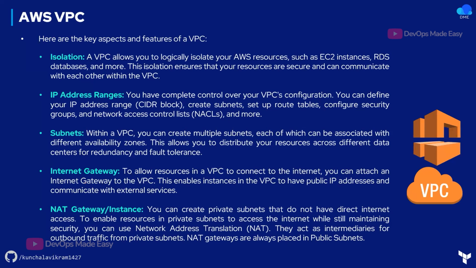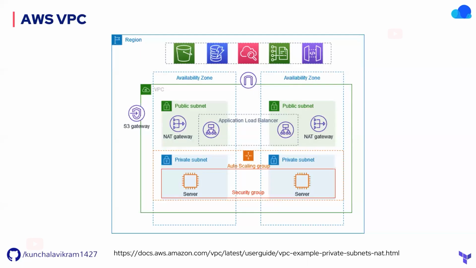And coming to subnets, you can create multiple subnets, and each subnet can be associated with an availability zone. Why is it done? For redundancy and fault tolerance. And then internet gateway and NAT gateway: I'll explain what these are in some time, and why they are required. Basically, let me explain this diagram. If you see this whole diagram, we have a region.